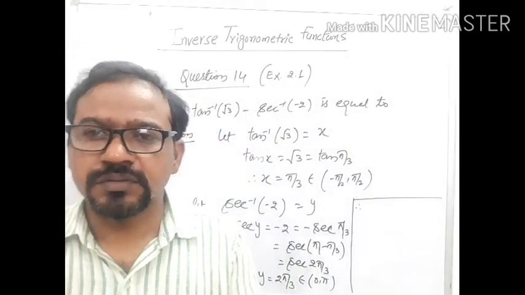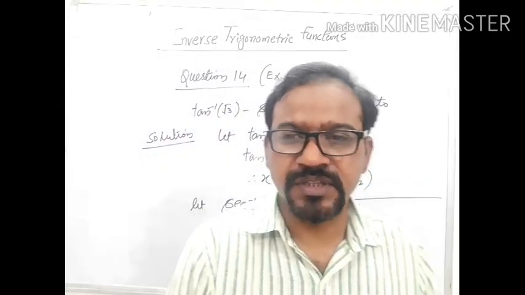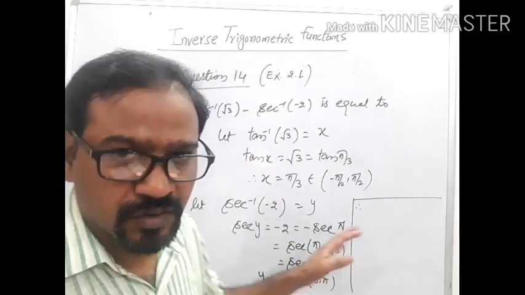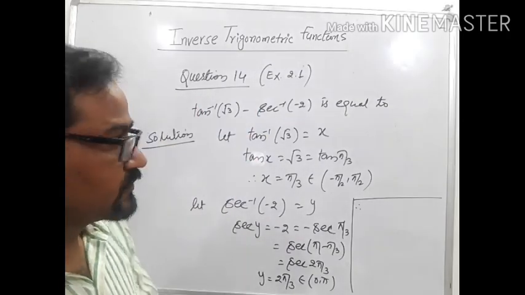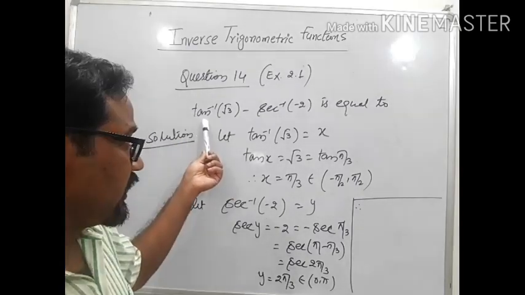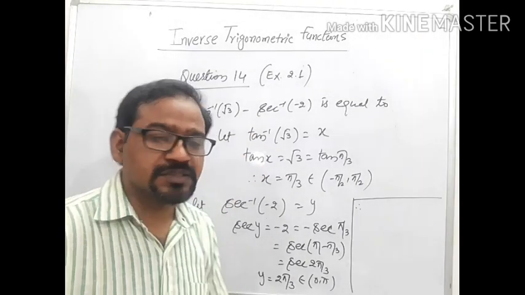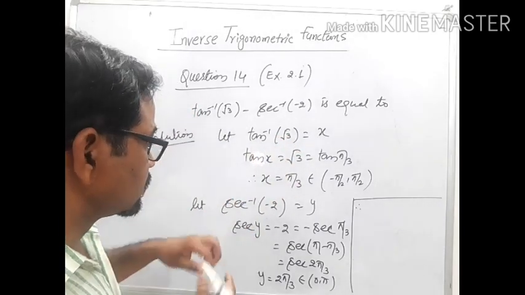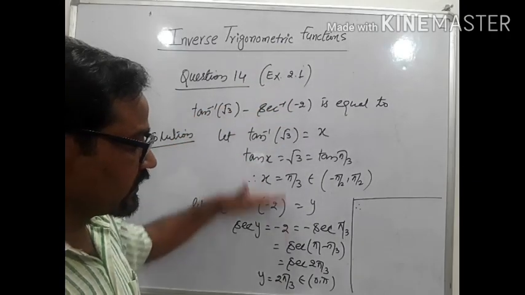Now exercise 2.1. Mostly the questions are similar to examples 1 and 2, which we have already done. Now question number 14 of exercise 2.1. It is also a simple question, but we solve this. Tan inverse root 3 minus sec inverse minus 2. We find tan inverse root 3 separately, and sec inverse minus 2 also separately, then put in the values.